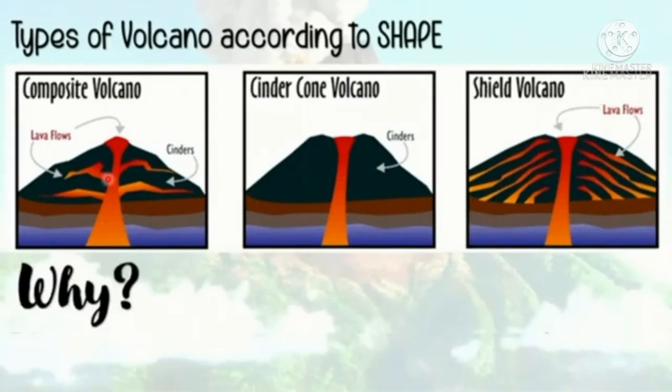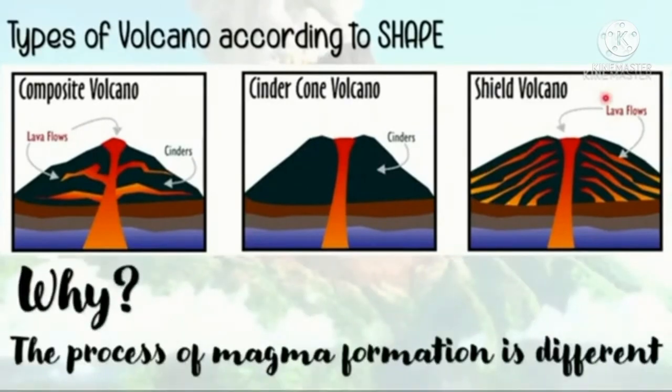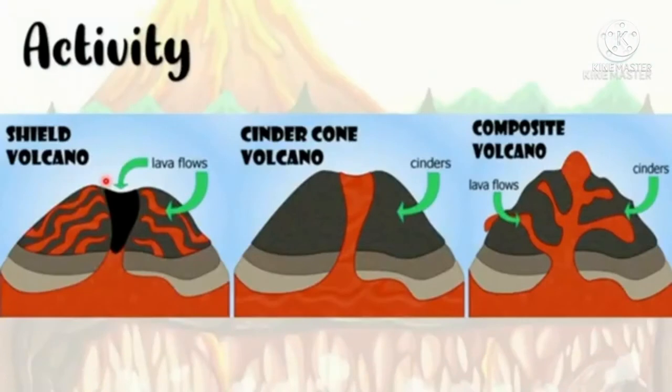But why do volcanoes have different types? It is because the process of magma formation is different in each type of plate boundary. Therefore, the composition of magma differs in its tectonic settings.